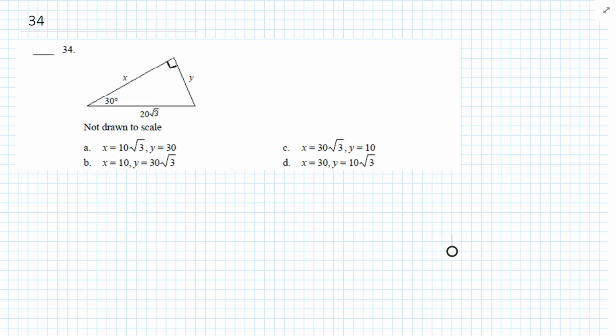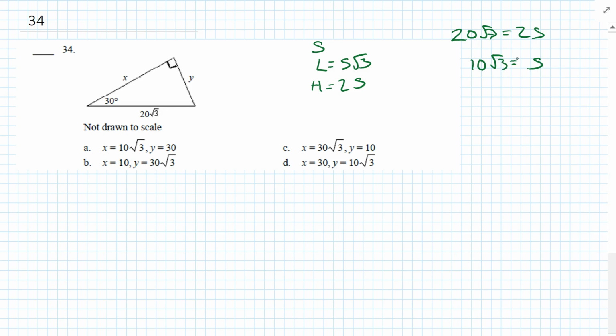34. We know this is a 30-degree angle, so the hypotenuse is 20 times the square root of 3. So the short side would be half of that, because remember the short side is S, the long side is S times square root of 3, and the hypotenuse is 2S. So if the hypotenuse is 20 square root of 3 equals 2S, we know the short side is going to be 10 times square root of 3. So Y is 10 root 3.